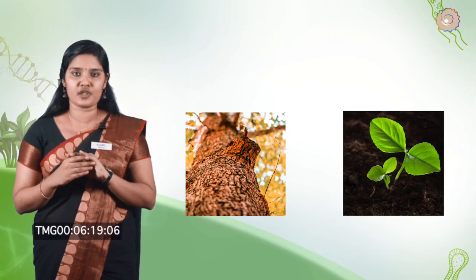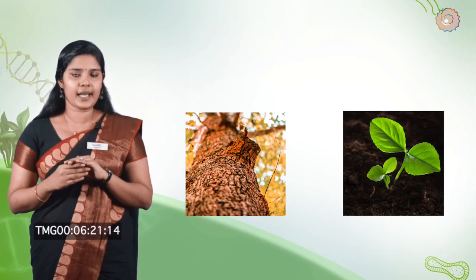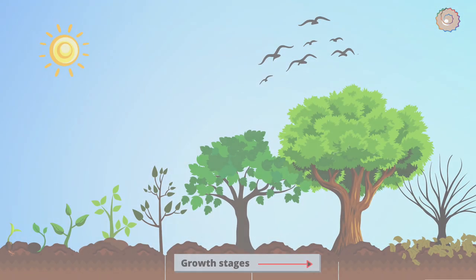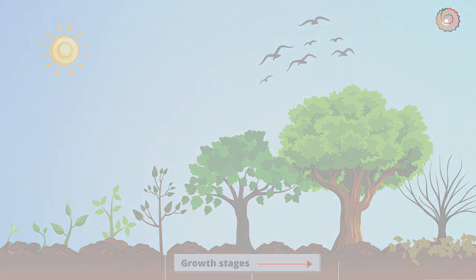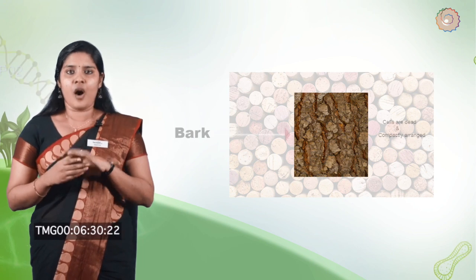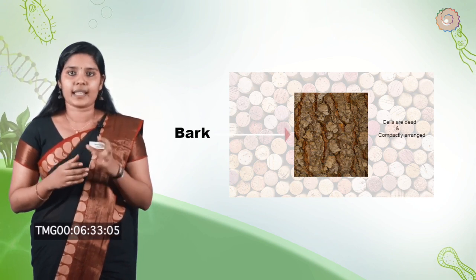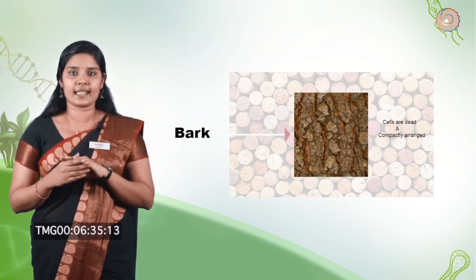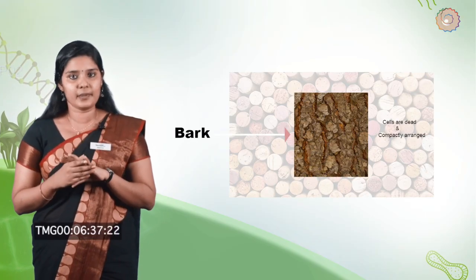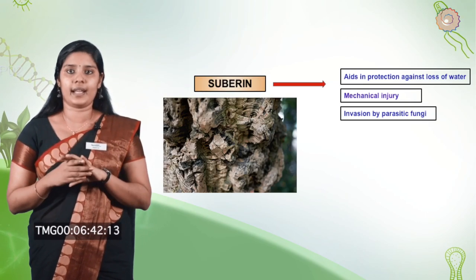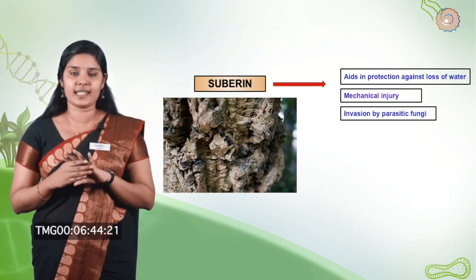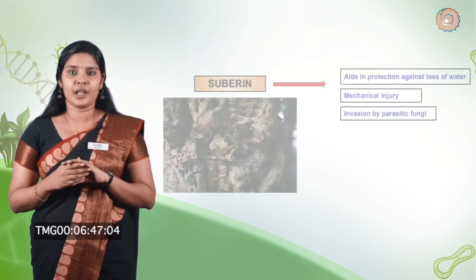Have you ever noticed the difference between outer layer of a branch of a tree and that of a young plant? The outer protective tissue undergoes some changes as the plant grows older. The outermost layer of trees, known as the bark, is a thick layer of dead cells packed without any intercellular spaces. Their walls contain a chemical called suberin that prevents the entry of gases and water into the cell.